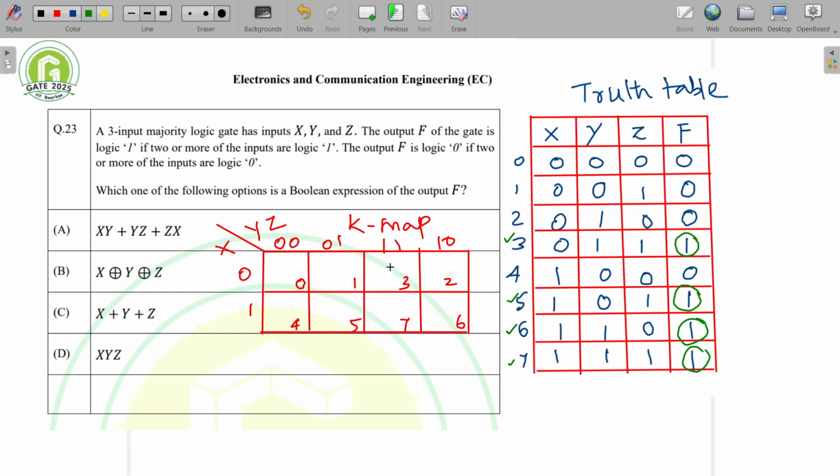So you can mark a 1 corresponding to that: 3, then 5, then 6, and then 7. Now you can combine these ones into groups of two, right? Here you can form these two together, these two together, and these two as well. Now corresponding to this loop, it is X, and on this side 0, 1, so it is cancelled for Y; 1, 1 for Z, so Z only exists.